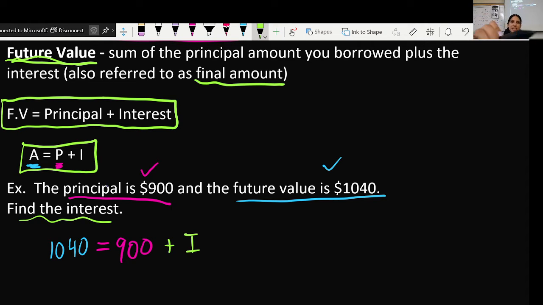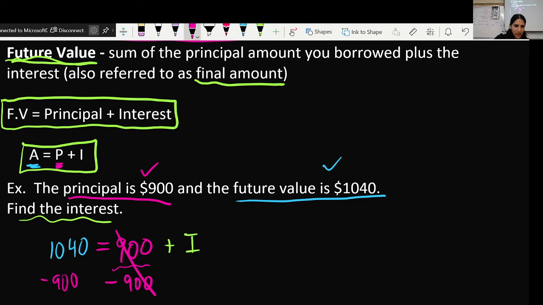Algebra is all about opposites. I want I by itself, so what do I need to do to get I by itself? Yeah. We're going to subtract 900. If I'm going to subtract that on the right, I need to also do that on the left. That's what allows me to cancel it out here. So on the right, I would have an I. And on the left, well, what do I get when I do 1,040 minus 900? What does that leave me with? You could just do that mental math.